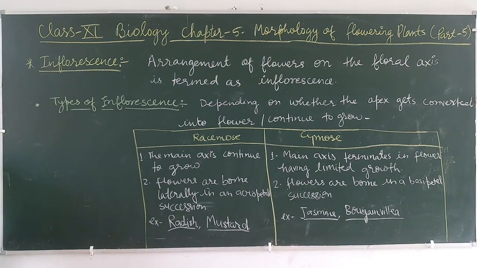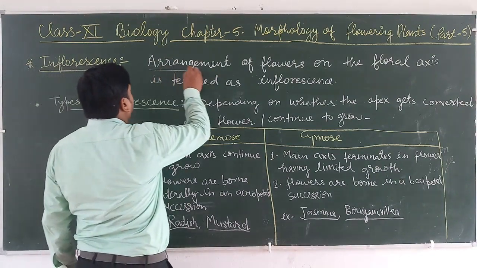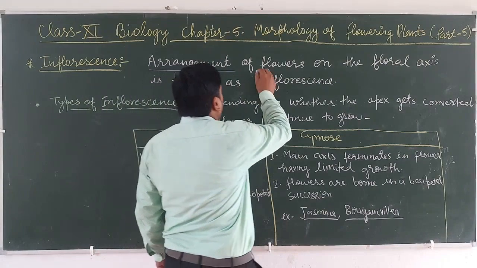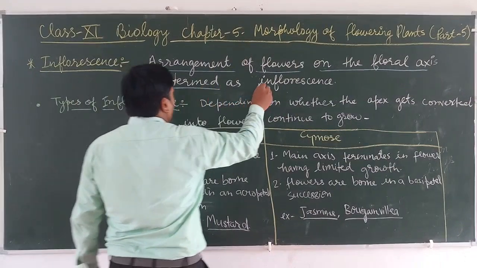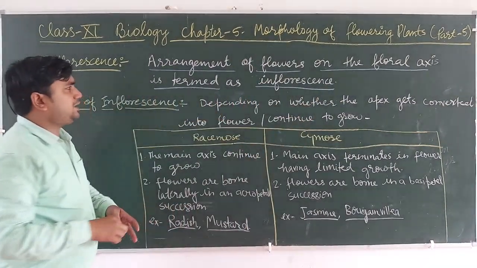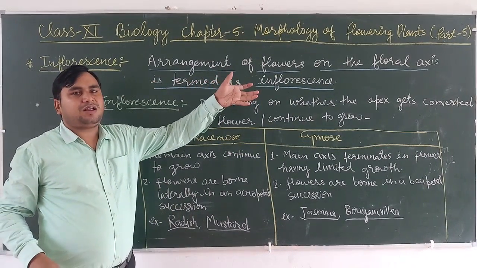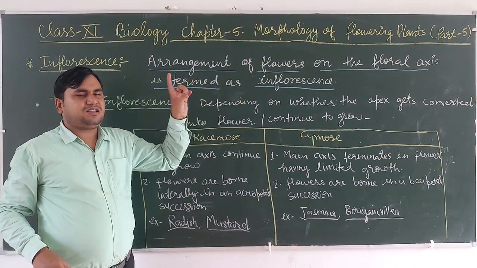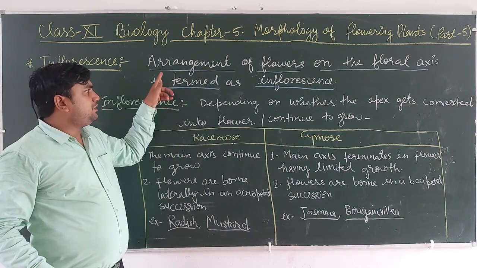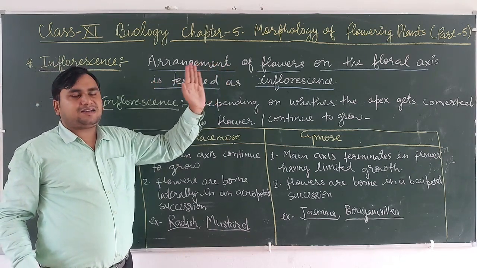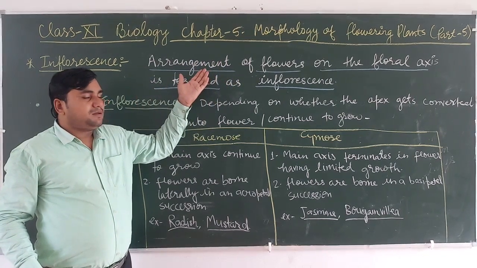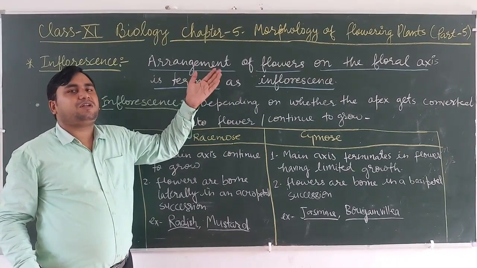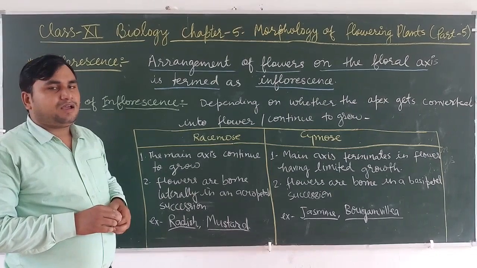What is inflorescence? Inflorescence means the arrangement of flowers on the floral axis is termed as inflorescence. Arrangement of flowers on the floral axis, very simple, बहुत ही आसान है कि arrangement of flowers on the floral axis is termed as inflorescence. मतलब फ्लावर का अरेंजमेंट उसके फ्लोरल एक्सिस पर ही उसको हम लोग क्या बोलते हैं? इनफ्लोरेसेंस बोलते हैं.